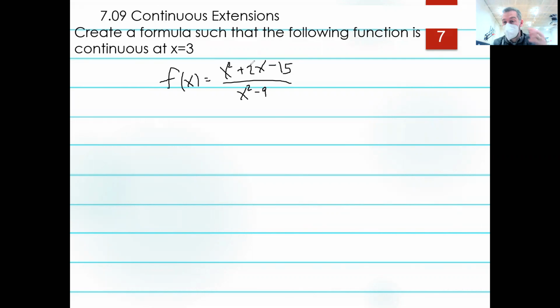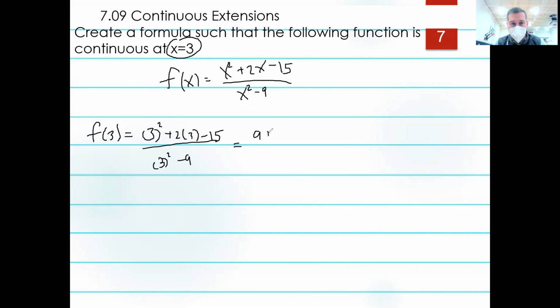This is one of those things where it's hard for me to know what to do, but we are going to see what happens when it's continuous at x equals 3. So let's plug in 3. Let's find f of 3 and see what happens. We get 3 squared plus 2 times 3 minus 15 over 3 squared minus 9. We're going to get 9 plus 6 minus 15 over 9 minus 9. I get 15 minus 15, which is 0, and 9 minus 9, which is 0.